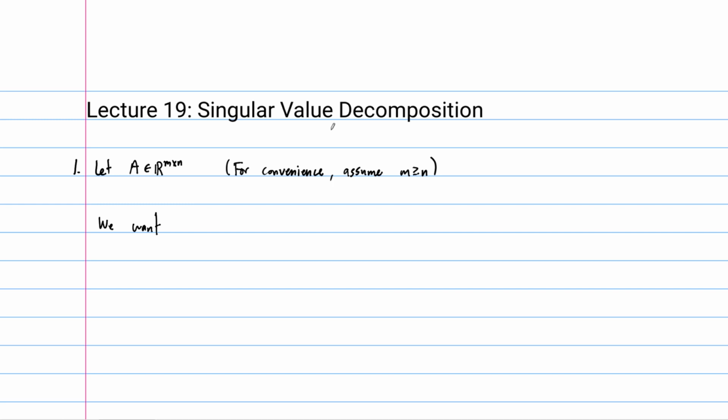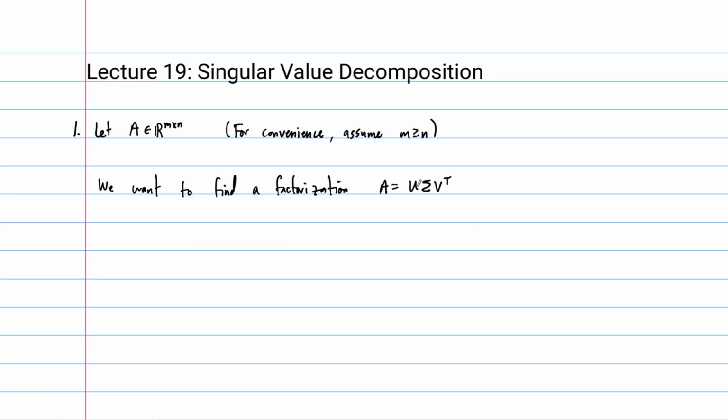decompose A. So we want to find a factorization of A. So let me write this out. We want to find a factorization of the matrix A that looks as follows. So our A is going to be, when we're done with this method here, equal to a matrix U times a matrix sigma times a matrix V transpose. Okay, and so the idea here, we need to say what these matrices are, right?